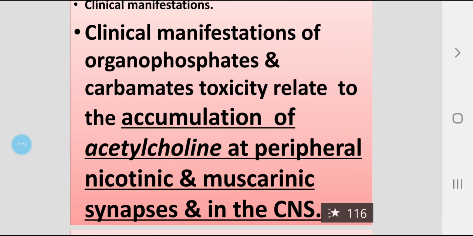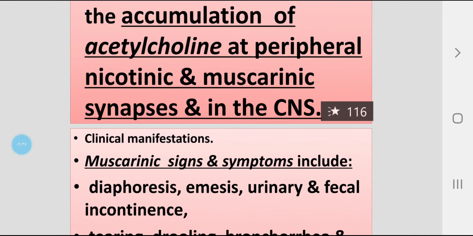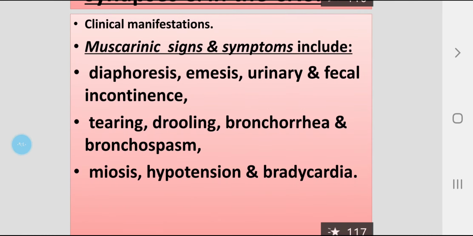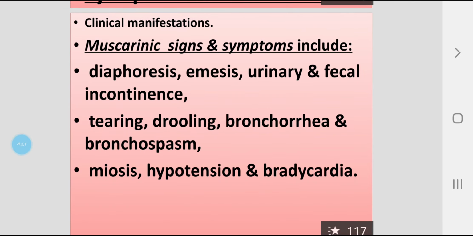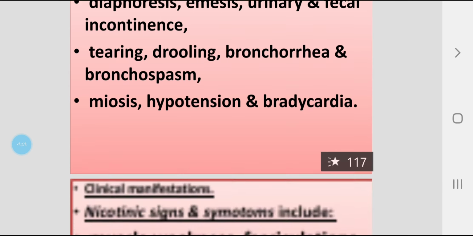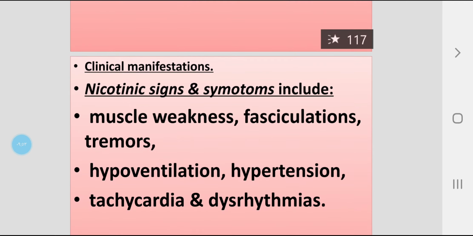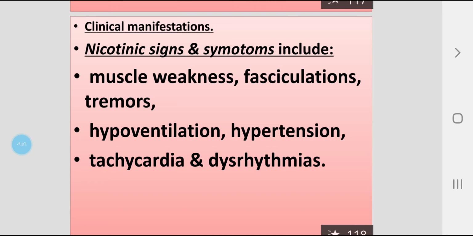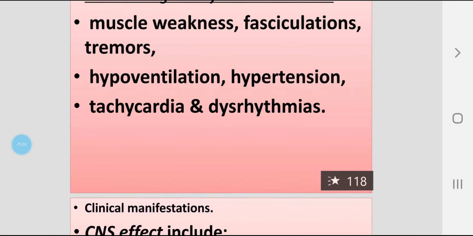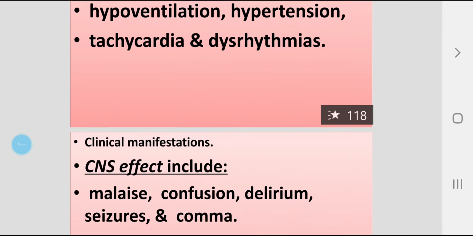Clinical manifestations of organophosphate and carbamate toxicity are related to the accumulation of acetylcholine at the peripheral nicotinic and muscarinic synapses and in the central nervous system. Muscarinic signs and symptoms include diaphoresis, emesis, urinary and fecal incontinence, tearing, drooling, bronchorrhea and bronchospasm, miosis, hypotension, and bradycardia. Nicotinic signs and symptoms include muscle weakness, fasciculations, tremors, hyperventilation, hypertension, tachycardia, and dysrhythmia.